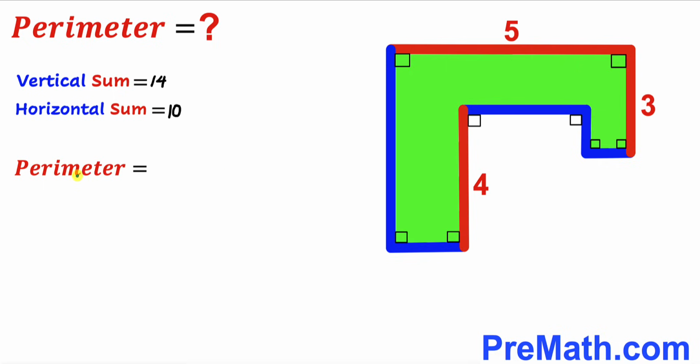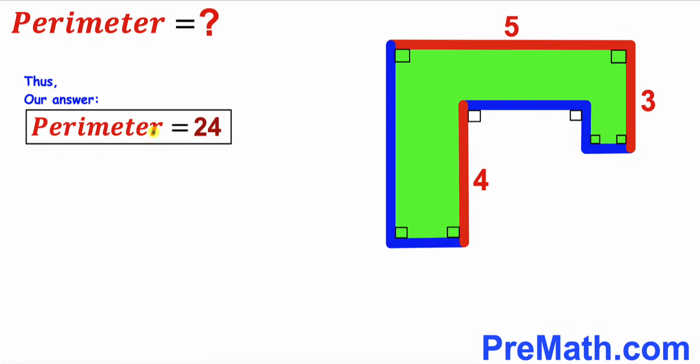And here's our final step. Now we are going to calculate the perimeter of this given polygon. The perimeter is going to be the sum of these vertical and horizontal segment lengths. So I can write 14 plus 10, that is going to give us 24 units. Thus the perimeter of this given green shaded polygon turns out to be 24 units. In other words, the perimeter of this green shaded polygon is going to be 24 units. And that's our final answer.